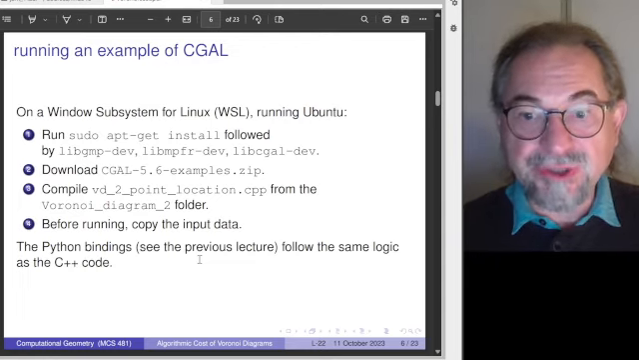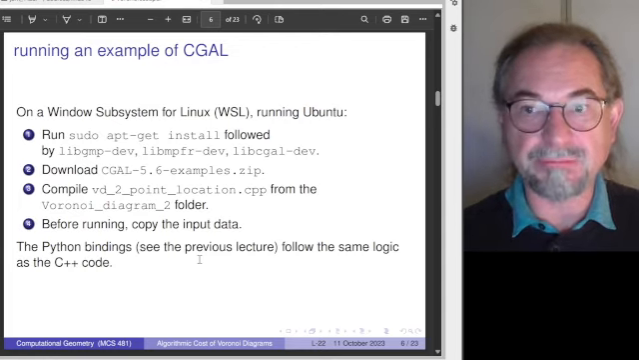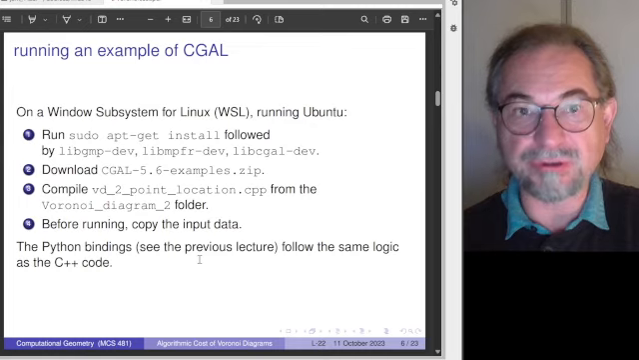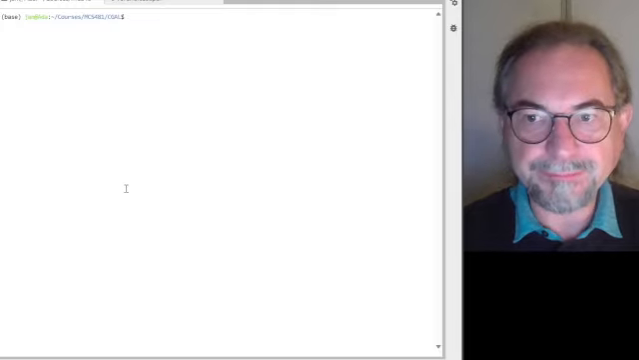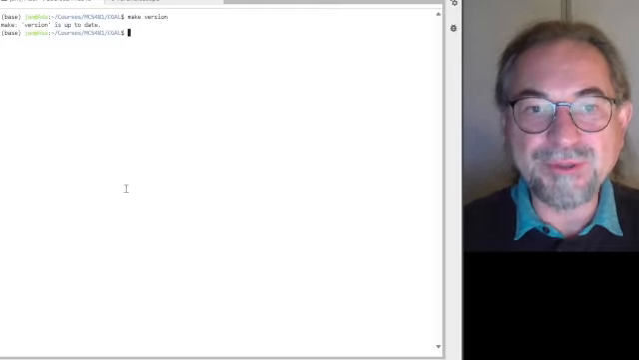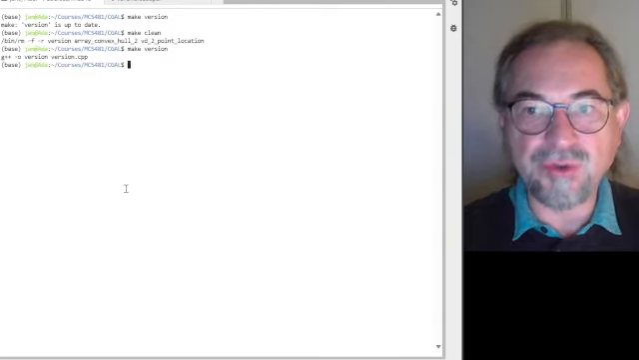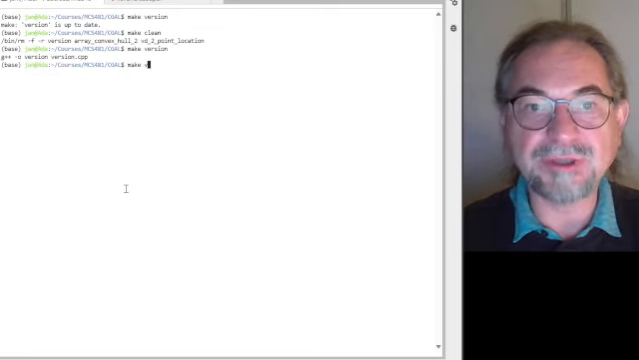Now in the previous lecture, lecture 21, I briefly explained the Python bindings. The Python bindings are constructed with SWIG and they follow exactly the same logic. So in some sense, it's not that difficult here. I'm working with a makefile, so perhaps I should make clean first. So here you see how the compilation goes. My Ubuntu installation comes with a G++ compiler, and since everything is nicely installed, it recognizes it. So I have the VD2 point location program that I'm constructing now.